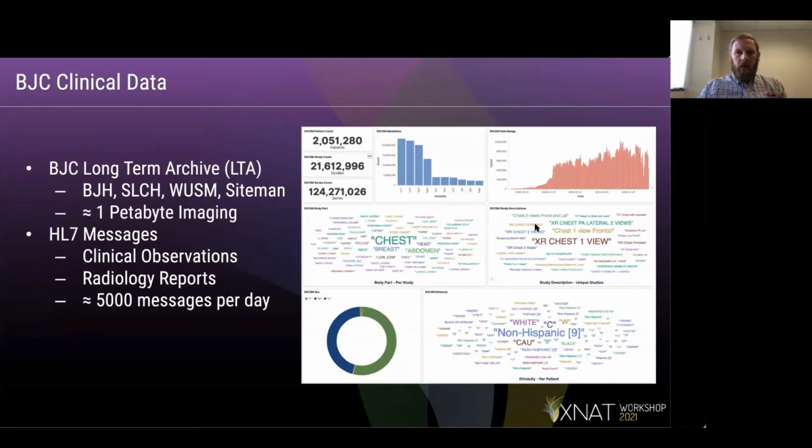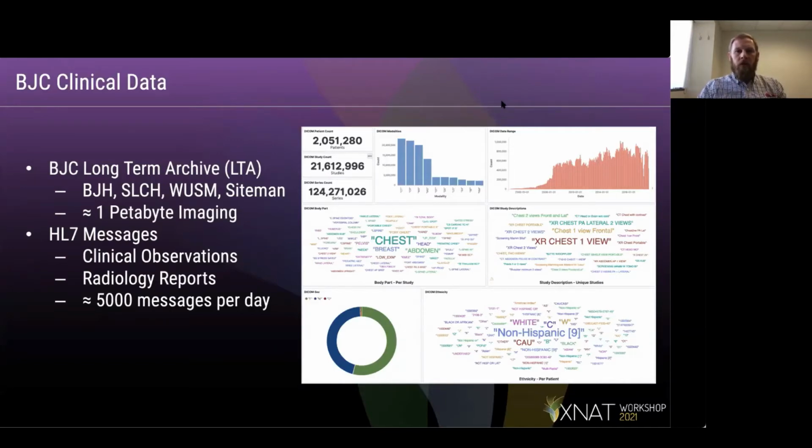So here's what we're looking at on the BJC side, Barnes-Jewish. As I said, it's just the academic hospitals, which is Barnes-Jewish Hospital, St. Louis Children's, WashU School of Med, and Siteman Cancer Center. They're at about a petabyte of imaging data, and obviously growing. These numbers look similar actually to Chris's talk with Mount Sinai: about 2 million patients, 20 million studies, and over 100 million series that we've indexed from the PACS at this point that we can search across.